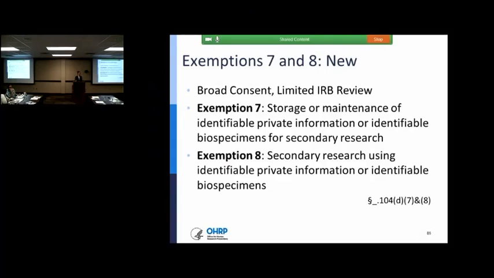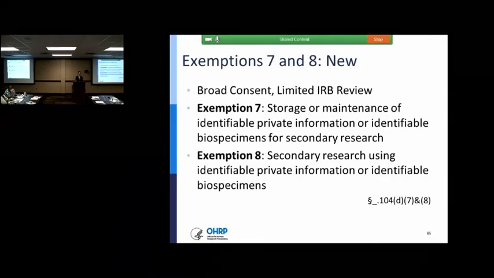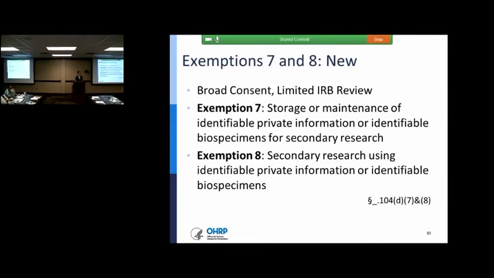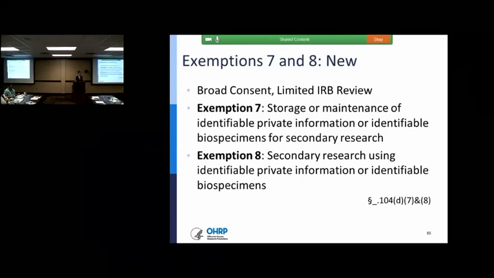Exemptions 7 and 8, I've covered in quite a bit of detail because they also pertain to secondary research, but we'll review them briefly again because I know you've had a lot of information thrown at you today. Exemptions 7 and 8 are brand new exemptions. They both involve broad consent and limited IRB review. Exemption 7 focuses on the storage and maintenance of identifiable private information or biospecimens for secondary research. And then exemption 8, these are kind of a pair. We anticipate they'll generally be used together. Exemption 8 is actually the secondary research that uses these identifiable private information or biospecimens.